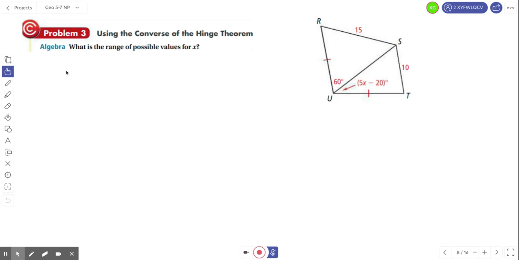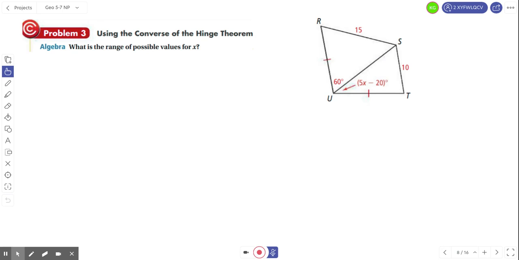So how can we use that? Well, we can of course set up some algebra with this. Here we have a situation where we have to use the reflexive property because there's a shared side in the middle. But that does give us a chance to set up our hinge theorem.